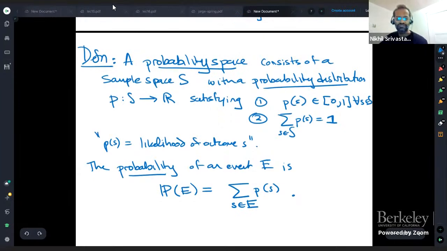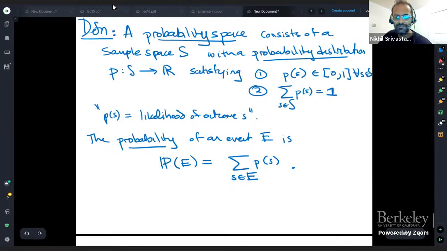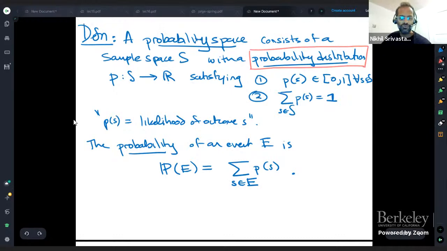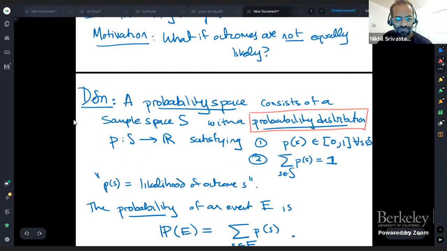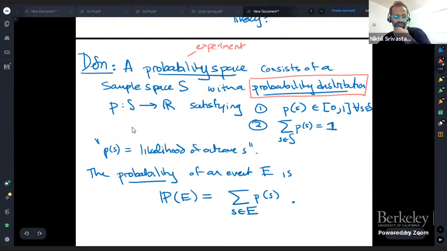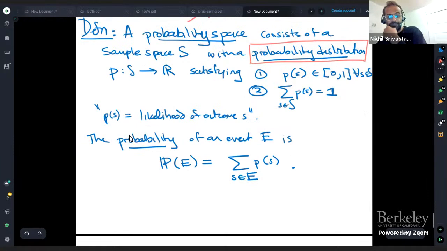So what's the new thing here? Everything here is the same, except there's a probability distribution. And in the background, you always have this concept of an experiment sitting in the background. You still need a concept of experiment to even define this. I mean, usually this always comes from an experiment. So that's a probability space.